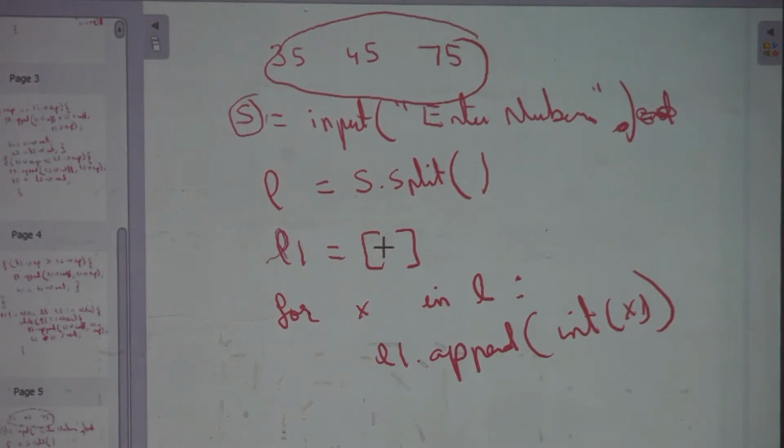L1 is equal to empty. I start with an empty list, and then what do I do? For x in L, that is, I go through each element of the original list and say L1 dot append int of x. So I convert each x into an integer and then append it to L1. Then my L1 is ready. Now it is a list of integers.